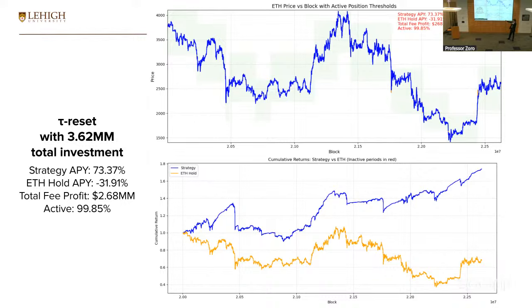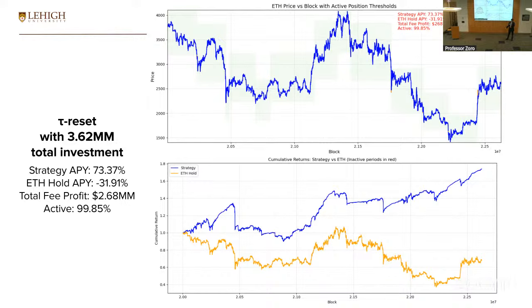And we have a total initial investment of $1.5 million. But as the price moves and we need to rebalance up to $1.5 million, our overall total investment becomes $3.62 million. Our overall fee profit at the end is $2.68 million, in addition to the investment that we get back at the end. So we get an overall APY of 73.37%, while Ethereum performs at negative 32%.